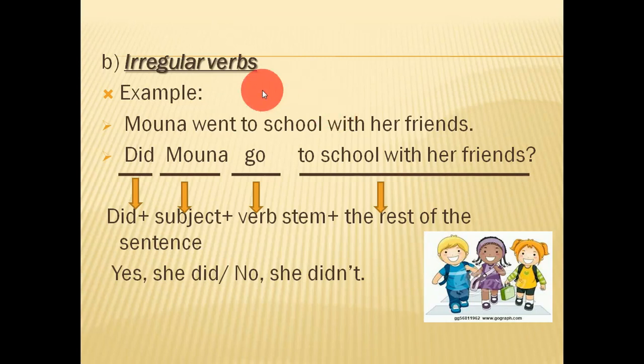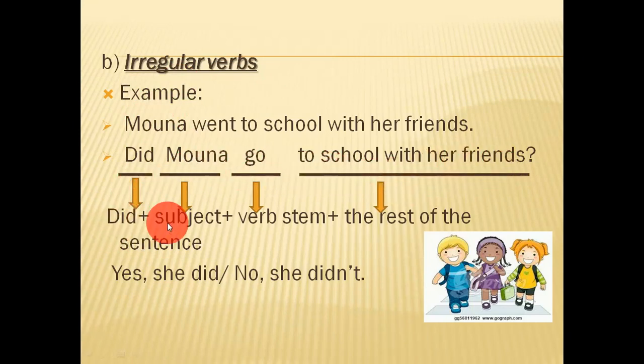We use auxiliary questions to confirm information. I have an information but I'm not sure. I have a doubt, so I use an auxiliary question. It's like in Arabic when you use هل. So you have the information you want to confirm. I know that Muna went to school with her friends and I want to confirm. I'm not sure. So I ask, did Muna go to school with her friends?